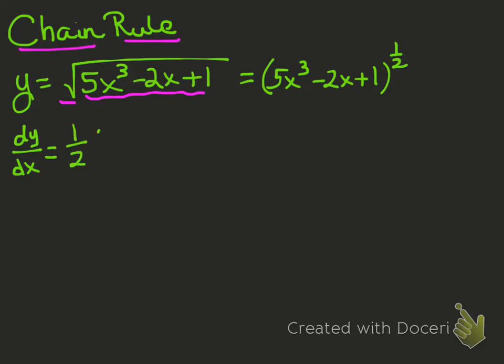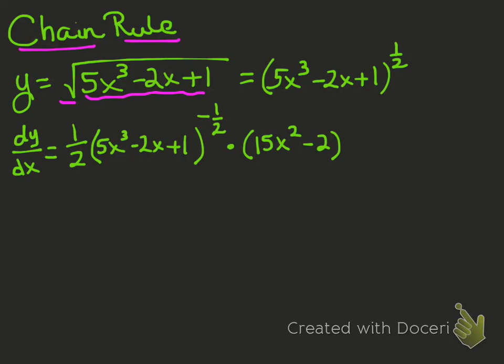So that 1/2 is going to come to the front, and then I'm going to reduce the power by 1 to give me negative 1/2. There's my first derivative. The inside function is still the same, 5x cubed minus 2x plus 1. So I've done the derivative of the outside function. Let's move on to the derivative of the inside function, which would be 15x squared minus 2.